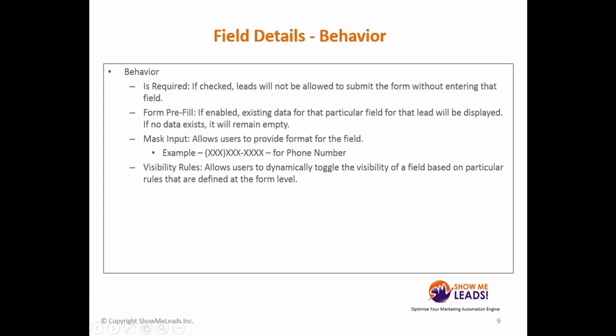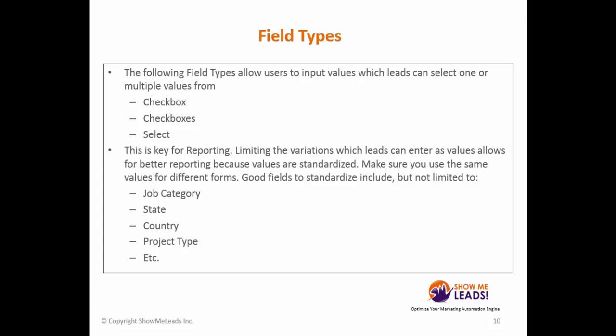So, the following field types allow users to input values which leads can select one or multiple values from. We have the checkbox, checkboxes, and select. Now this is key for reporting. Limiting the variations which a lead can enter as values allows for better reporting because values are then standardized. You want to make sure you use the same values for different forms. Good fields to standardize include, but are not limited to, job category, state, country, project type, etc.